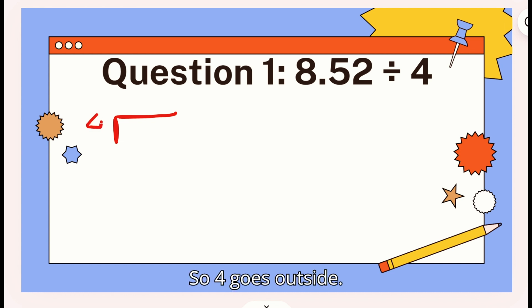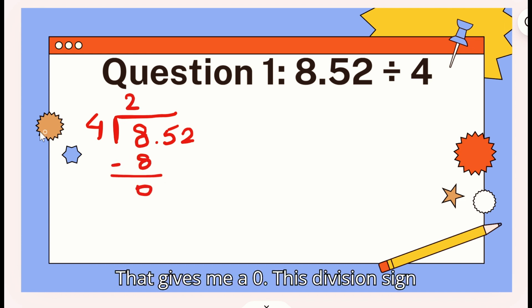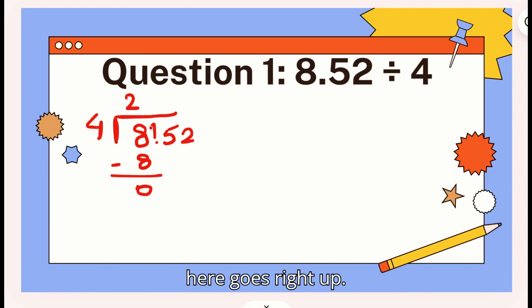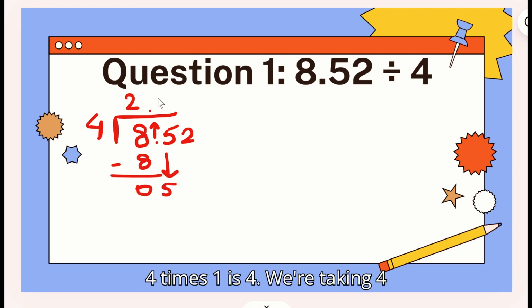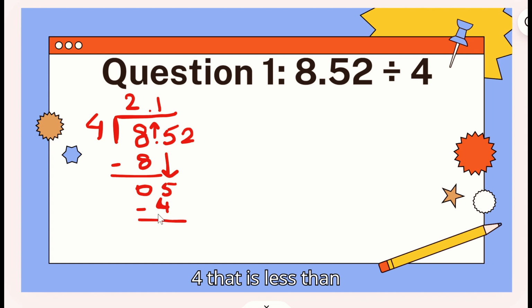So 4 goes outside, 8.52 will go inside. 4 times 2 is 8. So that gives me a 0. This decimal point here goes right up. Now 5 comes down. 4 times 1 is 4. We're taking 4 because that is the lowest multiple of 4 that is less than 5.